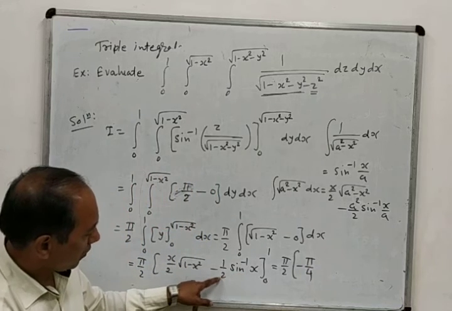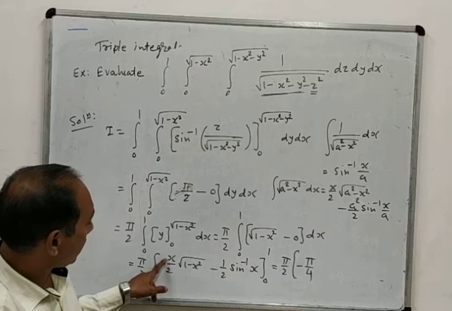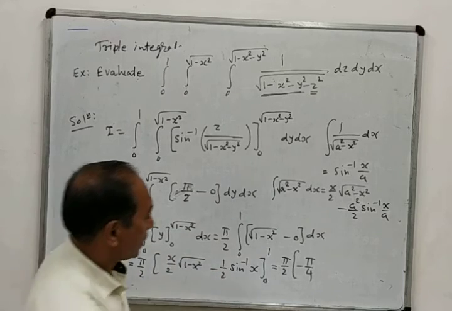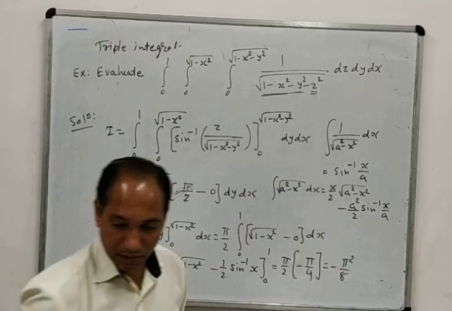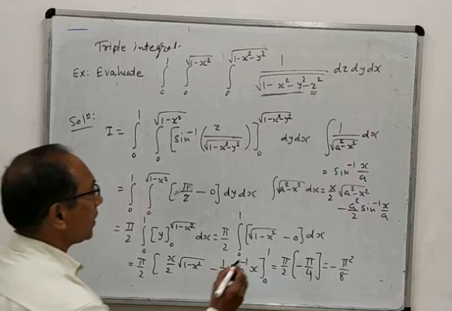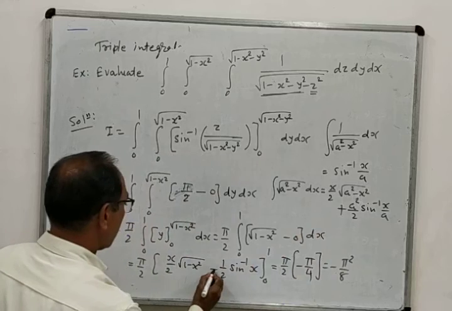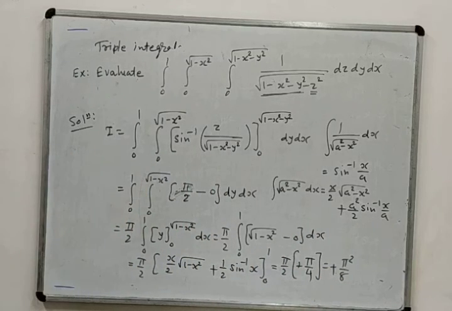Pi by 2 is its value, 1 half is there, so pi by 2. Then we put x equal to 0, that means it is 0. Sin inverse 0 is also 0. So its answer is minus pi square by 8. Oh, sorry, the formula here is plus. Here it is plus, so it will become plus. Okay? It will become plus.